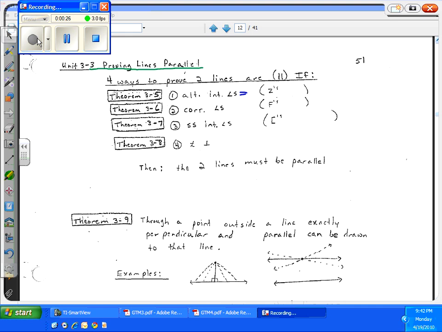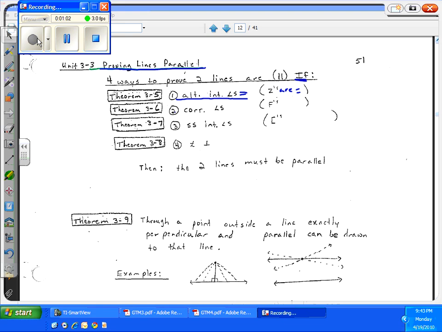Well, conversely, if alternate interior angles are equal, then we can conclude that the lines must be parallel. We can prove they're parallel because alternate interior angles are equal. So if the lines are parallel, we can conclude that alternate interior angles are equal. Conversely, if we know that alternate interior angles are equal, then that proves that the lines are parallel.